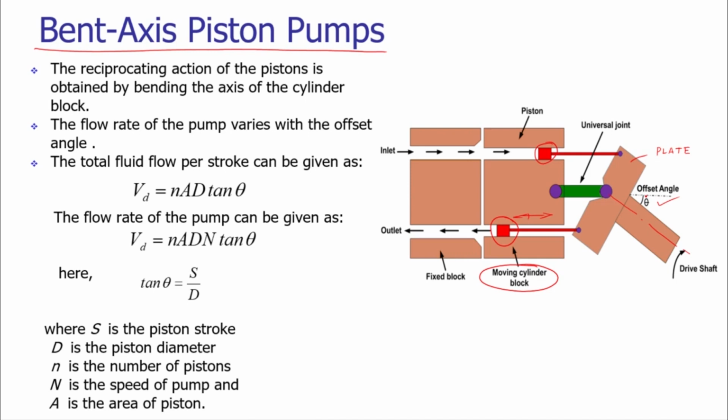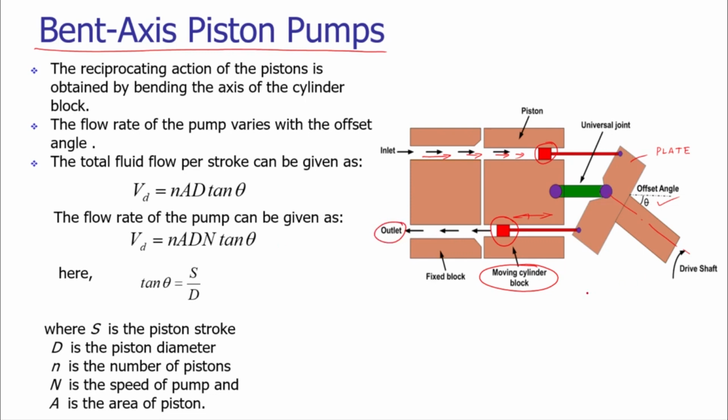And this reciprocatory motion is utilized to take the fluid inside the empty bores, and when the gap between the end of the plate with the cylinder which is rotating is reducing, during that moment the piston would be pushed inside. During the movement of the piston inside the cylinder block, it is applying the pressure over the fluid, and that pressurized fluid will be taken out at the outlet port.